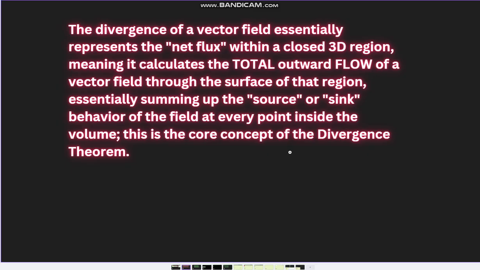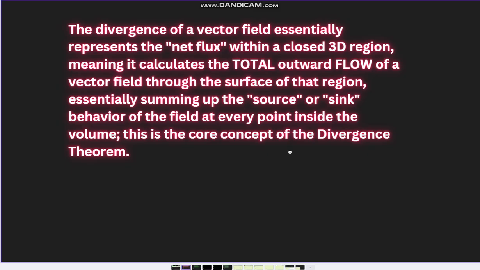But more so, if that was like a steady heat flow. I won't get into the engineering on how that occurs, but just think of it like you took a burrito out, and within a finite amount of time, we're going to be calculating that net flux throughout the entire 3D region. So this calculates the total outward flow of a vector field through the entire surface of that region, essentially summing up the source or the sink behavior. That is your vector field, by the way.